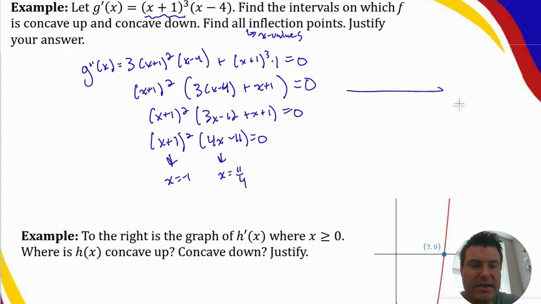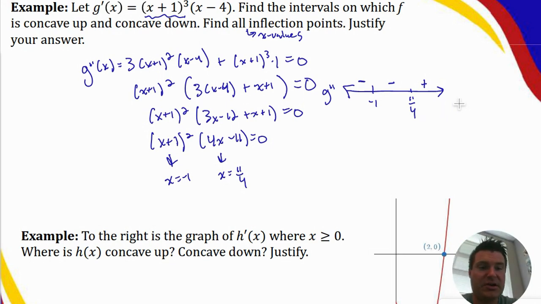So I'm going to go ahead and make my sign chart here for g double prime. I'm going to get negative 1 here, and 11/4 over here. My right end behavior, since all my x's are positive, is going to be positive. At the 4x minus 11 factor, I have a power of 1, so I do change signs. But at negative 1, I do not change signs, because that's going to bounce off the x-axis.